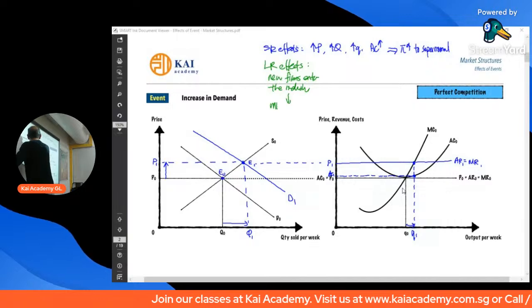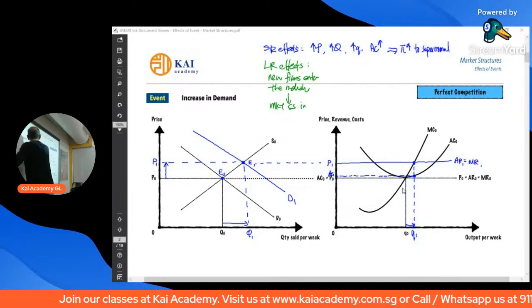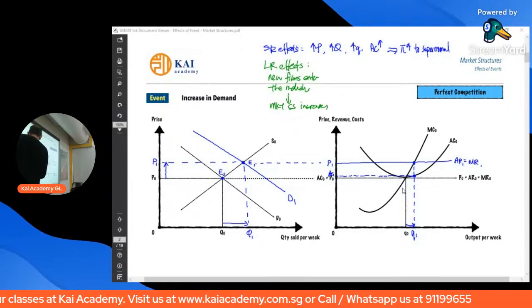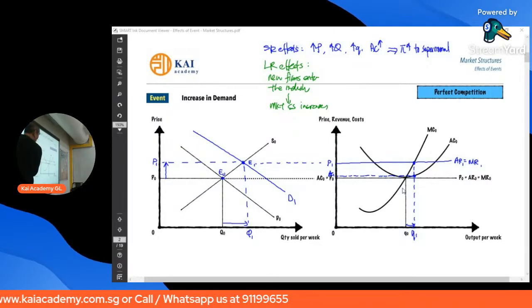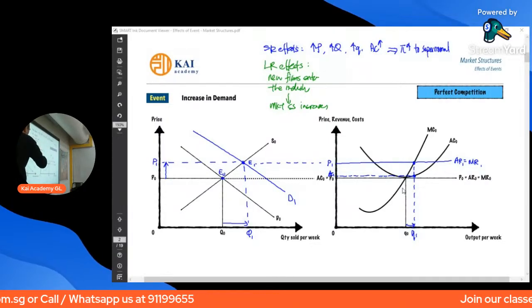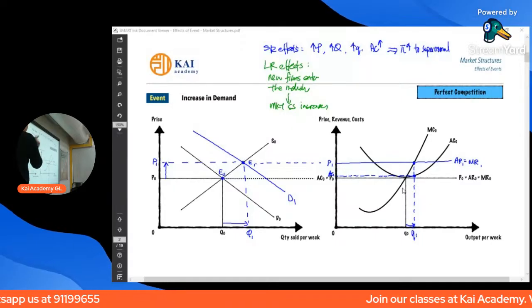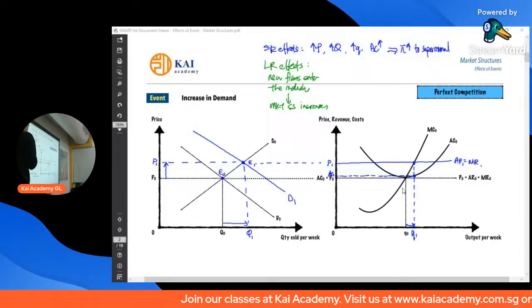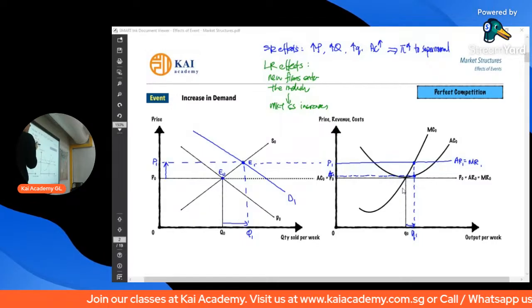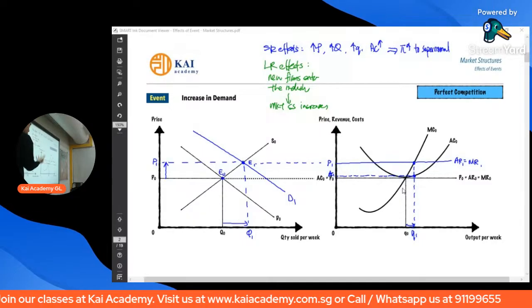So market supply increases, right? So there should be a market supply curve shift to the right. Now, where does it shift to? It should shift until a point where the firms can only earn normal profit. As long as the market supply doesn't shift all the way until normal profits for each firm, it will still attract new firms to enter, right?